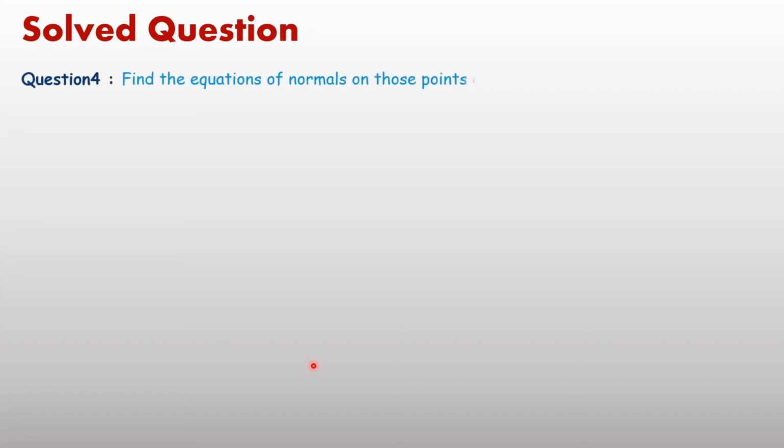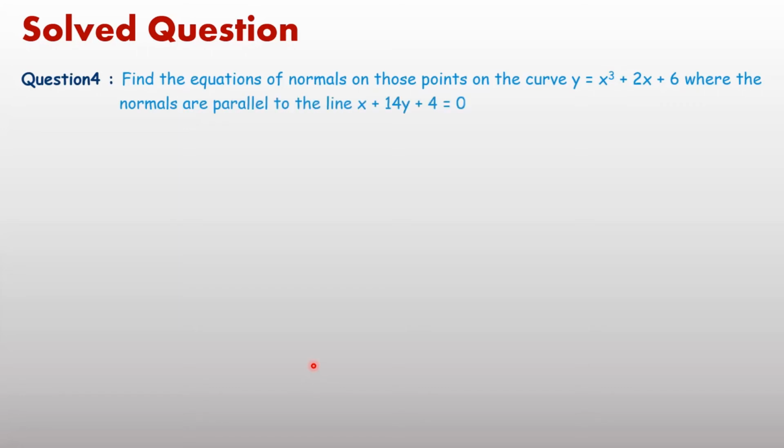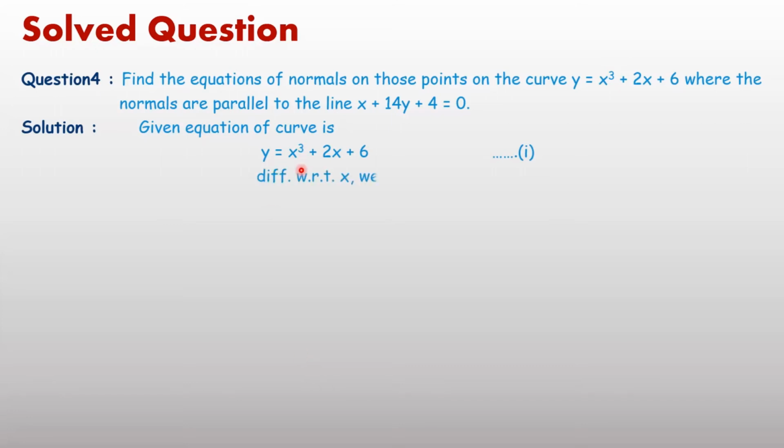Now next question. Question number 4. Find the equation of normals on those points on the curve where the normals are parallel to the line x plus 14y plus 4 equal to 0. First step, write the equation of curve: y equal to x³ plus 2x plus 6.